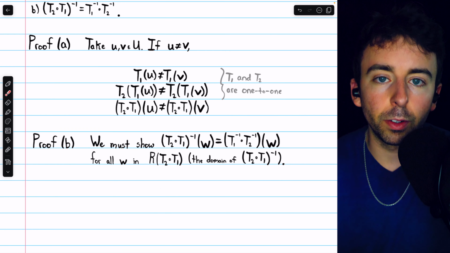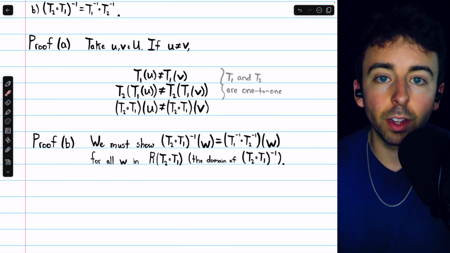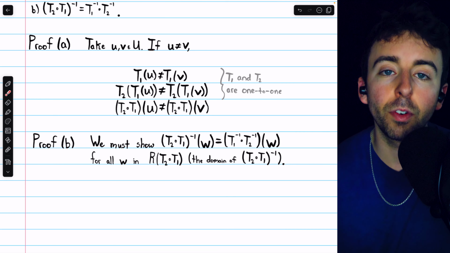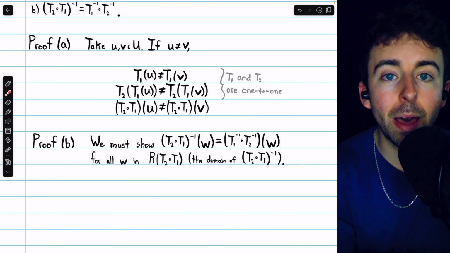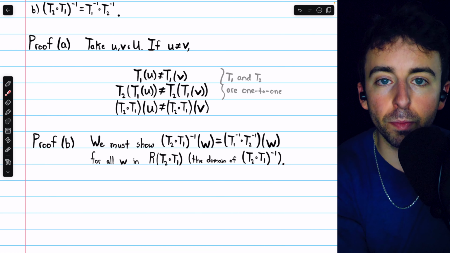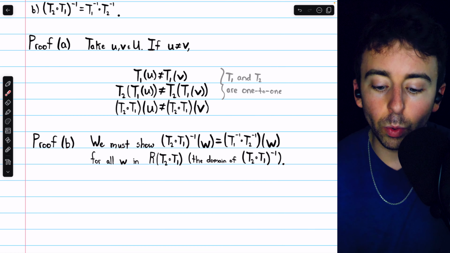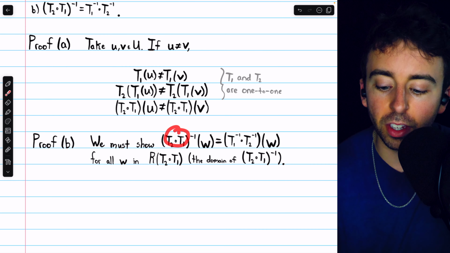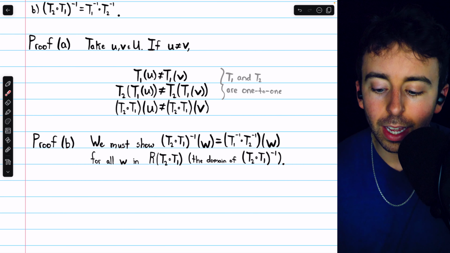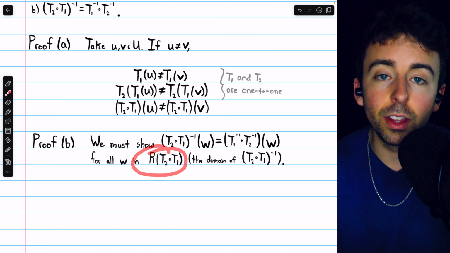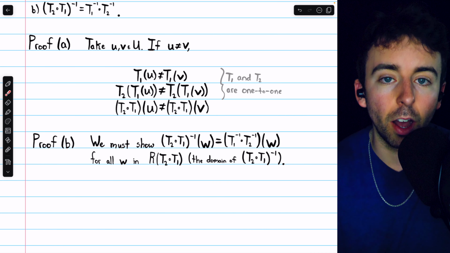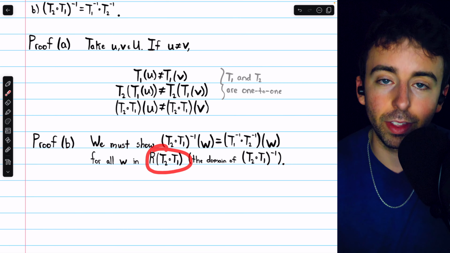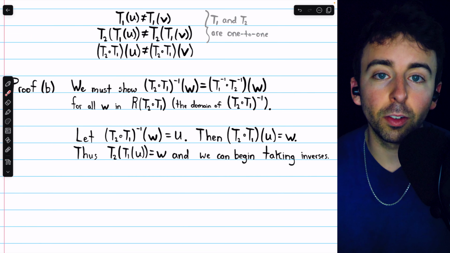Now, to prove that inverse formula, remember that the inverse of the composition is going to take us from the range of the composition back to the domain. So in order to prove that the formula is valid, we need to show that the inverse of the composition, evaluated at w, is equal to our claimed expression for it, evaluated at w, for all w in the domain of the inverse composition. The domain of the inverse composition is, of course, the range of the original composition. And this is actually a piece of cake.